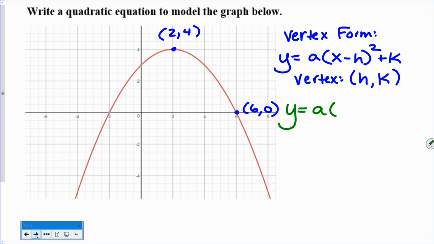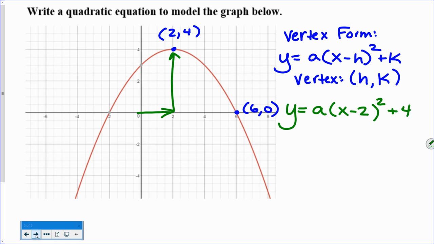We don't know if there's a stretch. Well, you might be able to look at it and go, well, there's going to be a reflection. It's flipped over, right? Looks like it's maybe compressed, but the exact amount can be hard to tell from the graph. So we are going to have to calculate that in a moment. But I know I'm shifting this graph right 2, so I need x minus 2. And then I'm shifting this graph up 4, so I need the plus 4 on the outside.